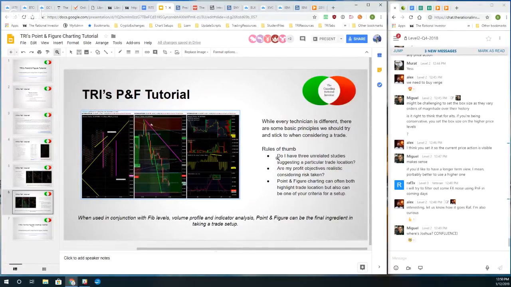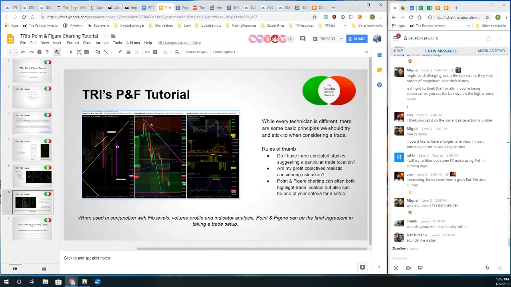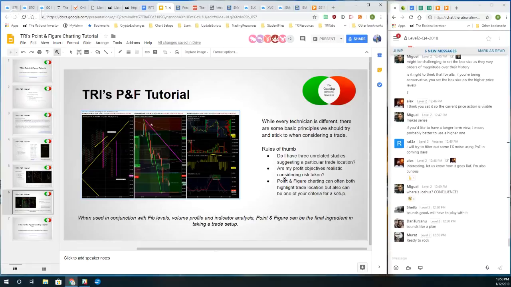Basic rule of thumb, as always with all trade setups: do I have 3 unrelated reasons to consider taking a trade? As always, too, if you think vertical and horizontal counts, now we can start thinking about price objectives, 50% rules, AB equals CDs, bots. Are my profit objectives realistic? Now you have a completely unrelated, unbiased way to validate those price objectives.